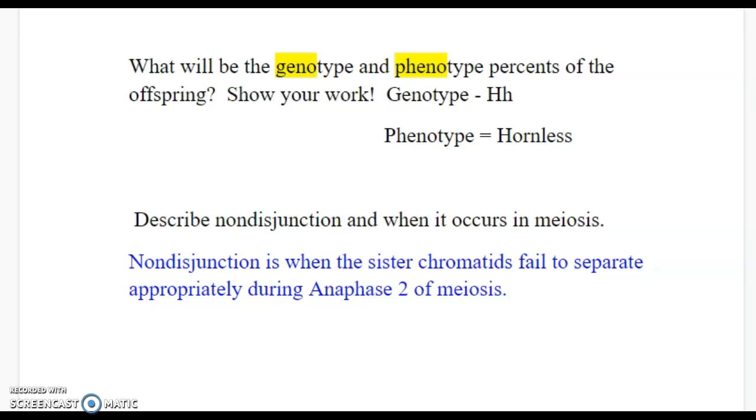Well, if they fail to separate appropriately, they don't come apart at the centromere, one going to one side, one going to the other, then that's what's called nondisjunction. So it's when the sister chromatids fail to separate appropriately during anaphase 2 of meiosis. It results in gametes having too many or too few chromosomes.